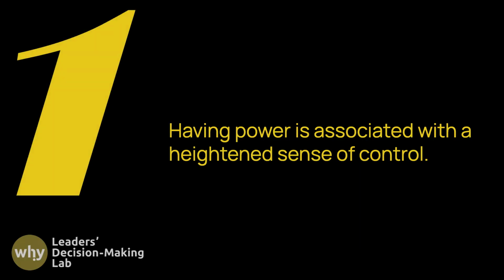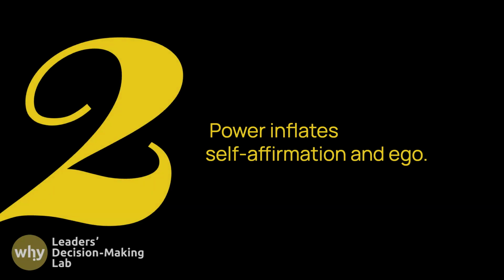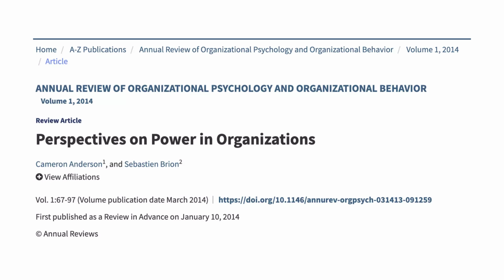So, why does this happen? First, having power is associated with a heightened sense of control. When you have power, you often feel like you can control outcomes, even over uncontrollable outcomes. This makes it easy to focus on the positive. You think you can handle any problem that comes up later. Second, power inflates self-affirmation and ego. Leaders with power tend to have heightened self-confidence and ego. Positive information reinforces their beliefs in their own competence and success, which makes them more attracted to affirming information.